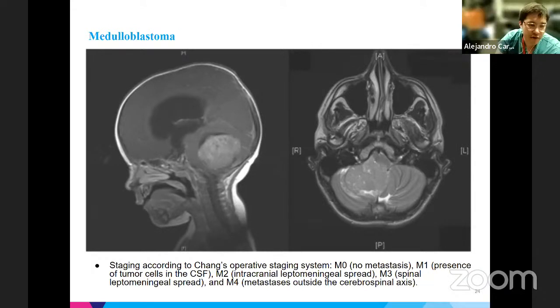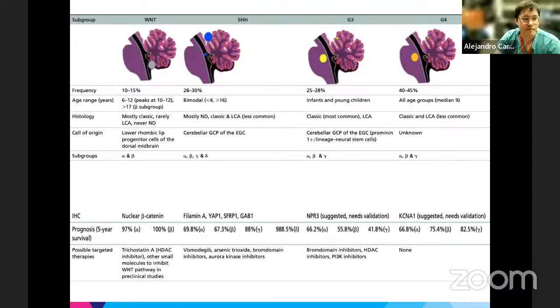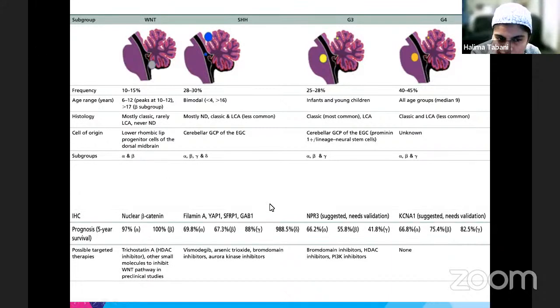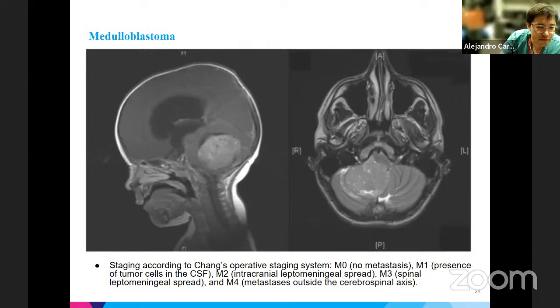And which one has the worst prognosis? The G3 and the G4. Yep, G3 is commonly thought to have the worst prognosis, as seen down here in this chart. So that is commonly asked.